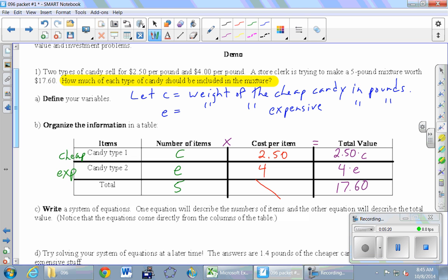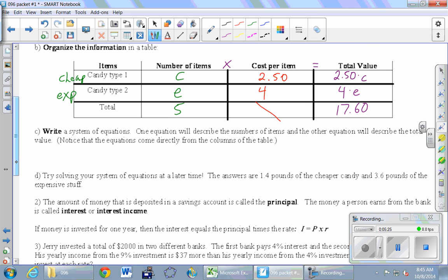All right, so we filled in the table. And now we're going to write a system of equations. One equation is going to describe the number of items, a little typo there, number of items. And the other equation will describe the total value. So let's see if we can grab these equations.